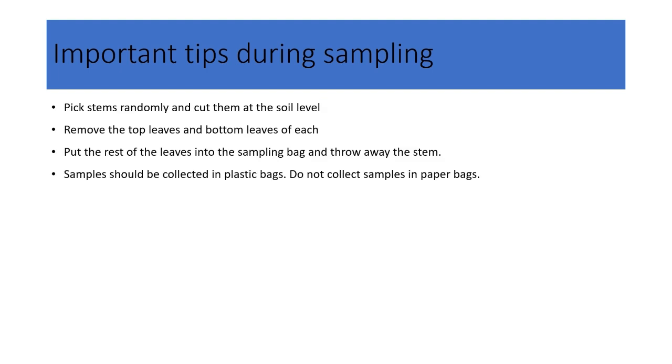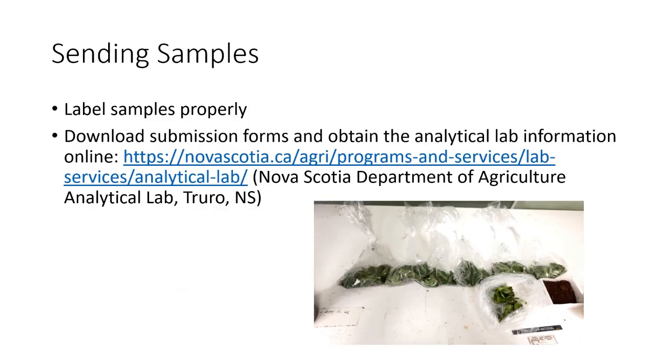Once the sampling area and clones are selected, you can select a stem randomly and cut it at the soil level. You also want to remove the top and bottom leaves from the selected stem. Strip the rest of the leaves and put them into the sampling bag and discard the stem. Please use a plastic bag to store your sampling leaves. Do not collect samples in paper bags. When sampling is complete, please label the sample properly and get ready to send samples.